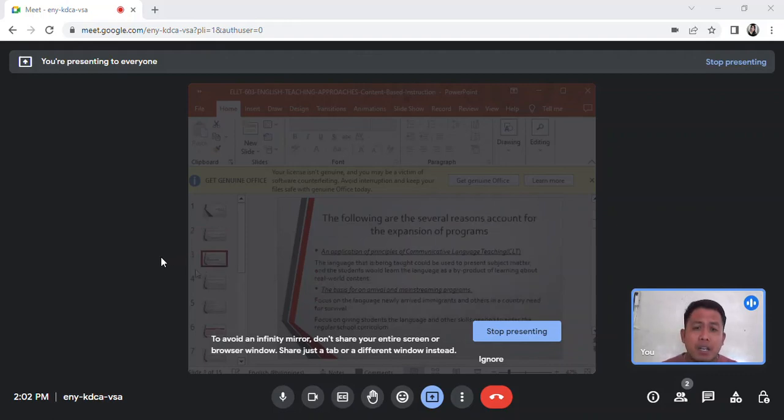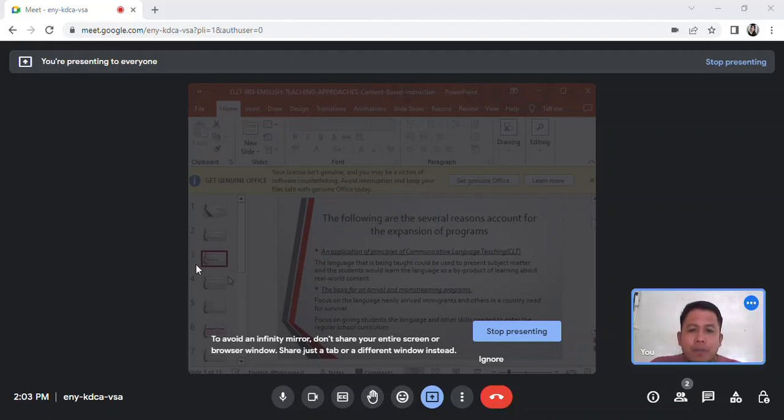The following are several reasons that account for the expansion of programs. Number one, an application of the principles of communicative language teaching, or CLT. The language that is being taught could be used to present subject matter, and the students would learn the language as a byproduct of learning about real-world content. Second is the basis for arrival and streaming programs. This focuses on the language newly arrived immigrants and others in the country need for survival.